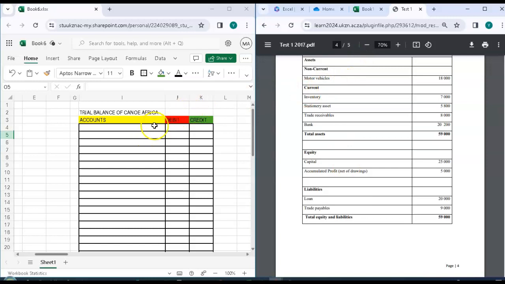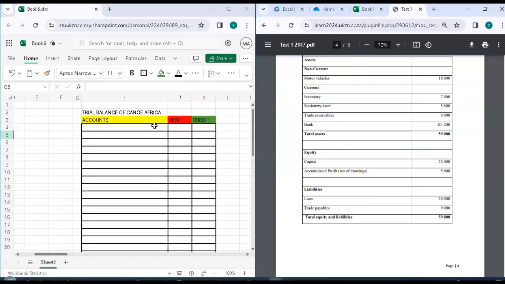So first of all, when doing a trial balance, you have to draw it up in the exam. You're not going to get an answer sheet. Make sure you say trial balance of whatever business. Then you make it like this, okay? Now the accounts, you say motor vehicles. You copy and paste the account name.